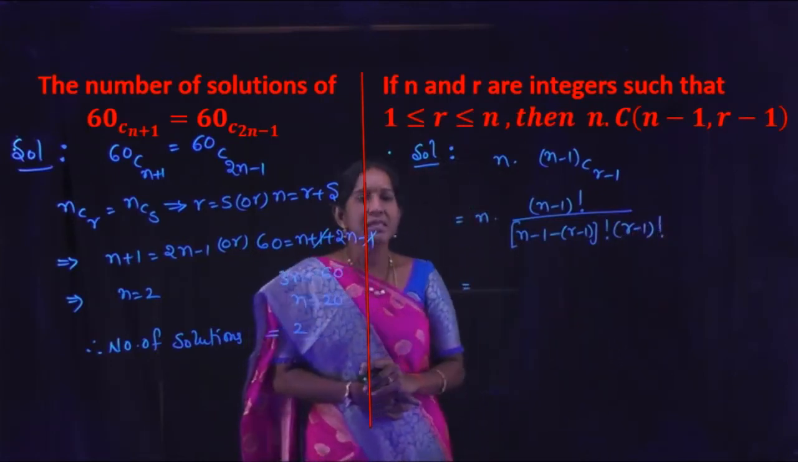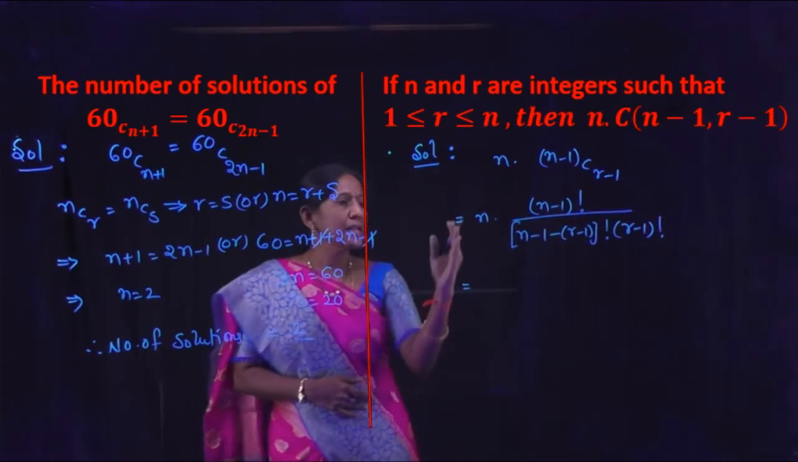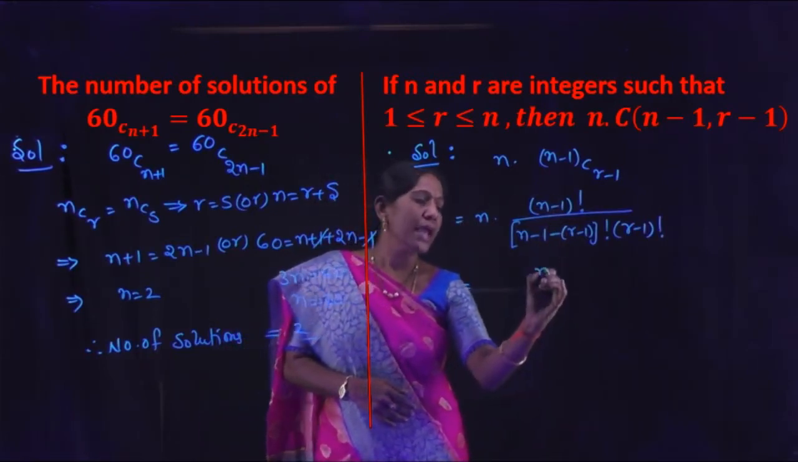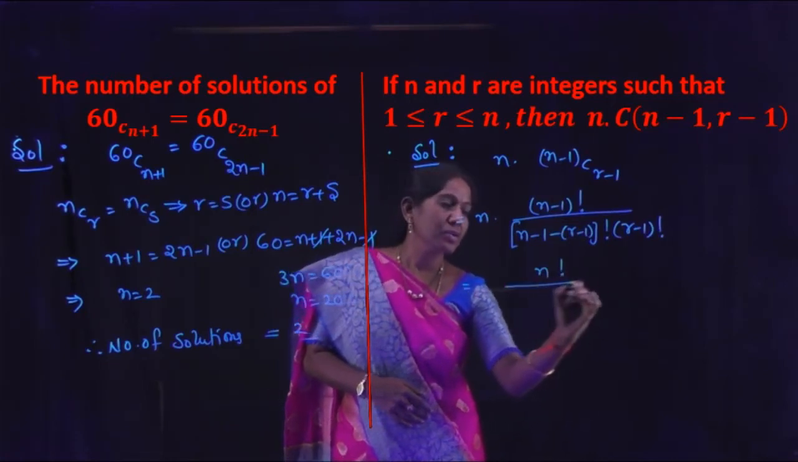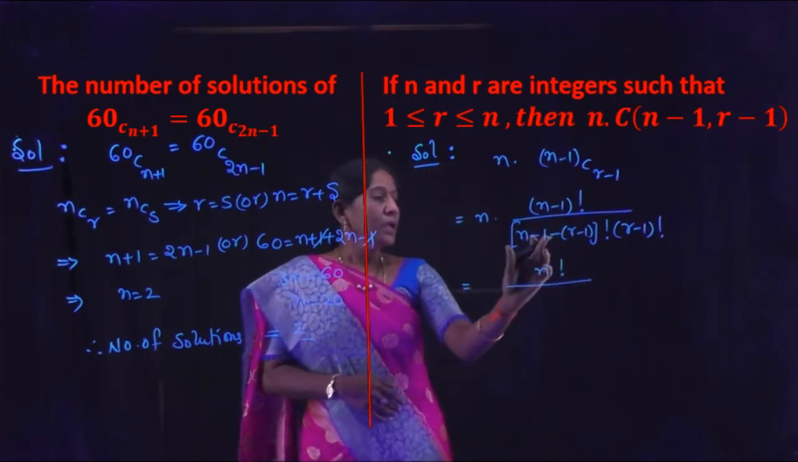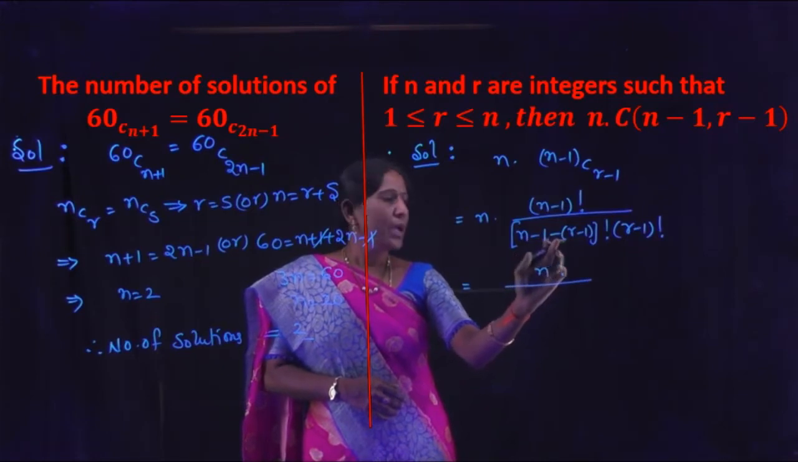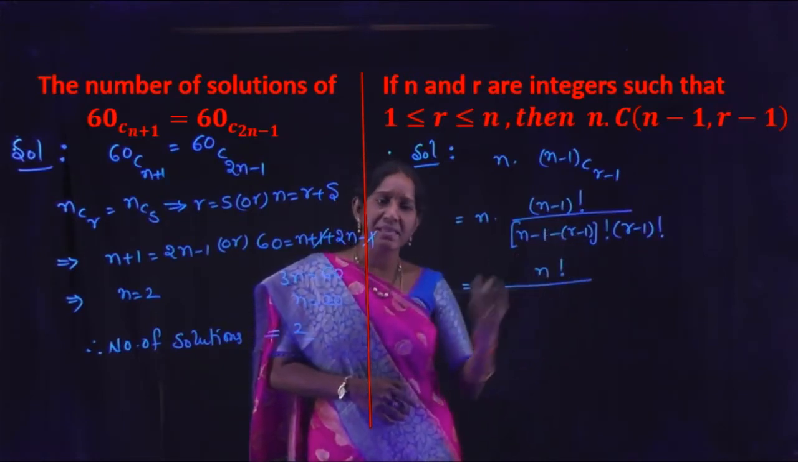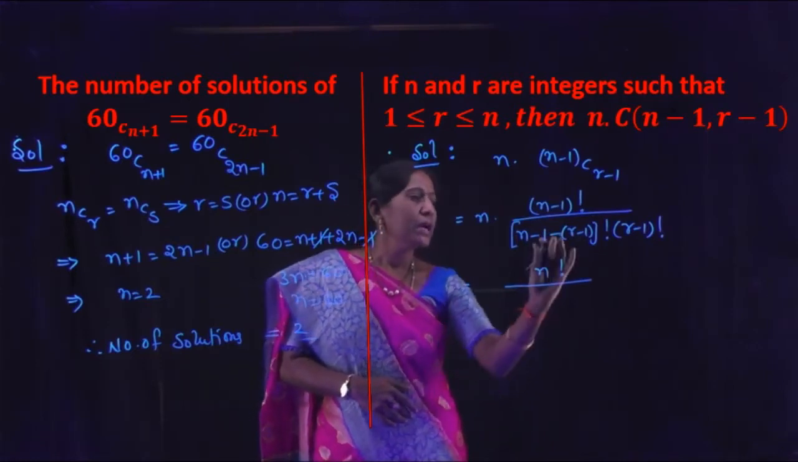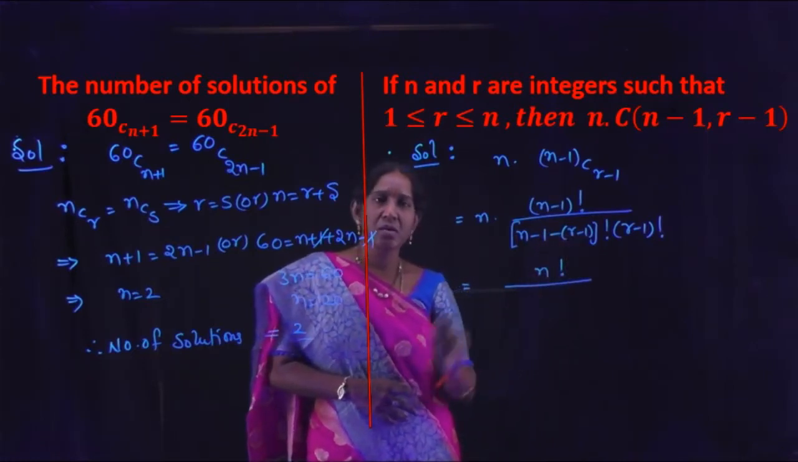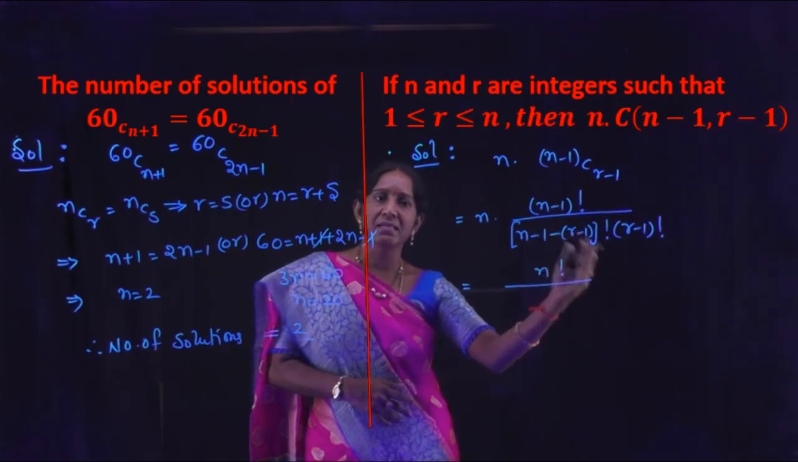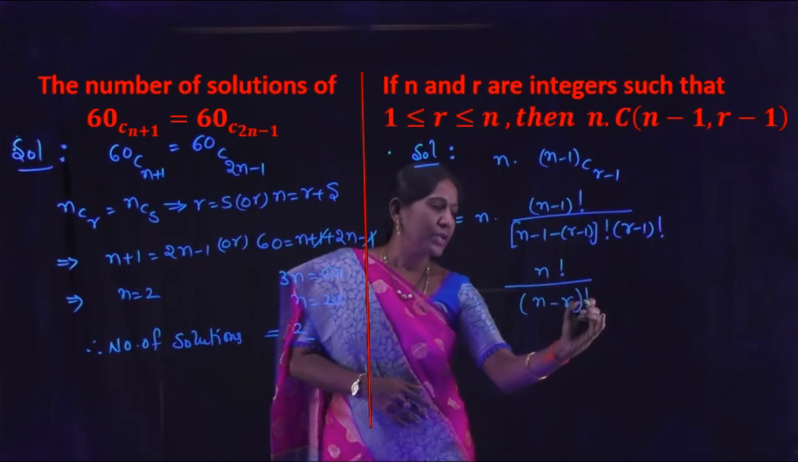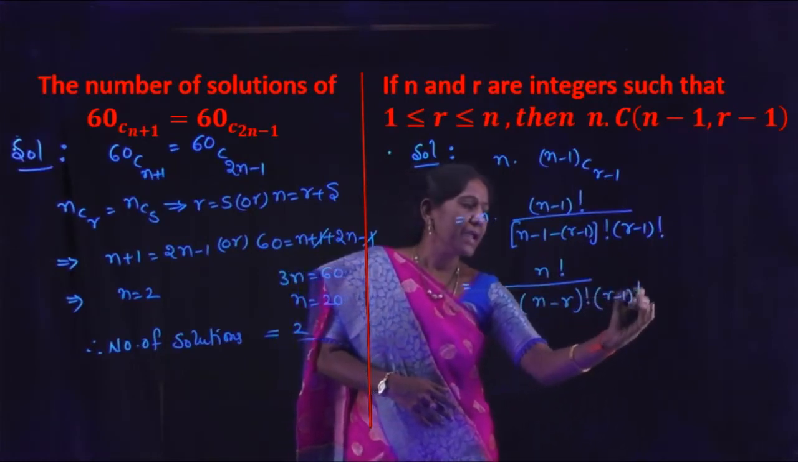Then, see the numerator part. n into (n minus 1) factorial can be denoted as n factorial. In the denominator, n minus 1 minus of r minus 1: if you take this minus inside, then what we get? Minus r plus 1. So, minus 1 and plus 1 get cancelled. Remaining part here, (n minus r) factorial into (r minus 1) factorial.